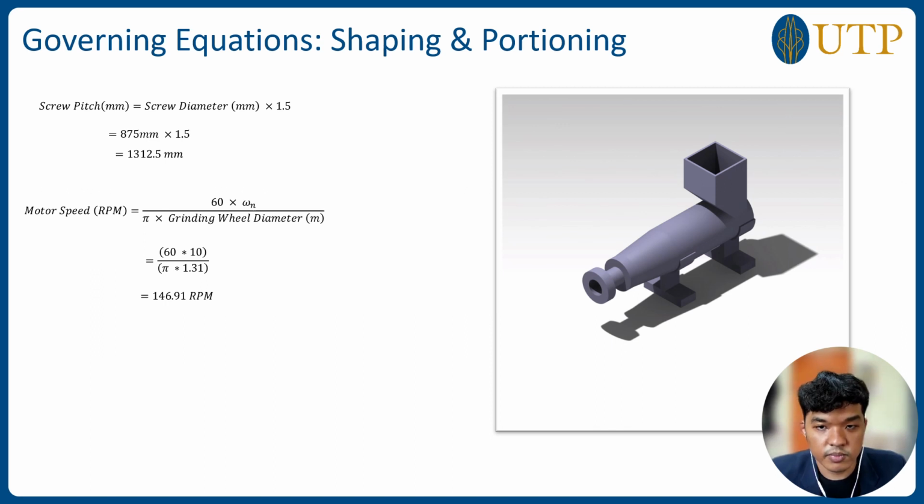Next, the motor speed for the machine. The equation used is the same as mentioned beforehand on the part on the grinder governing equation. So after plugging in the values, the RPM of the motor speed is 136.91 RPM.